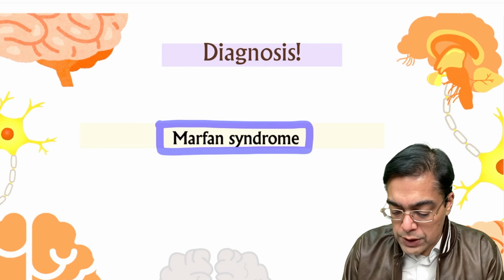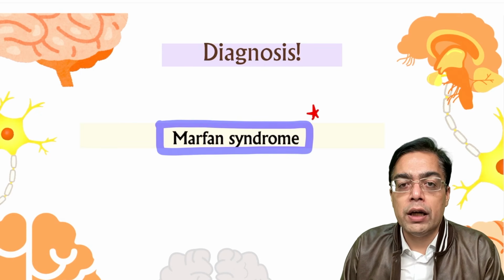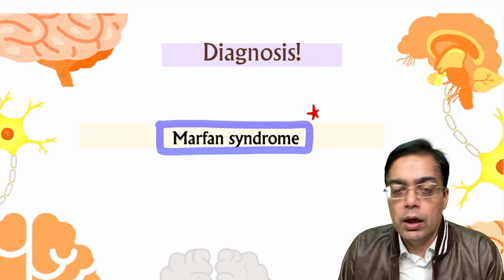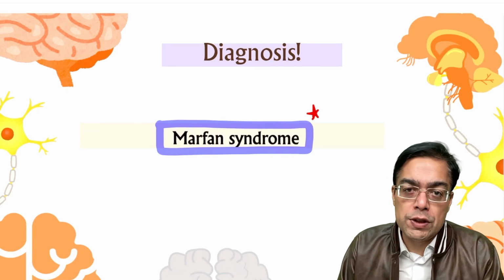Now if I talk about Marfan syndrome, the patient is going to be having typically a defect at the level of the fibrillin gene. And these patients are therefore going to be having the manifestations that we just discussed.